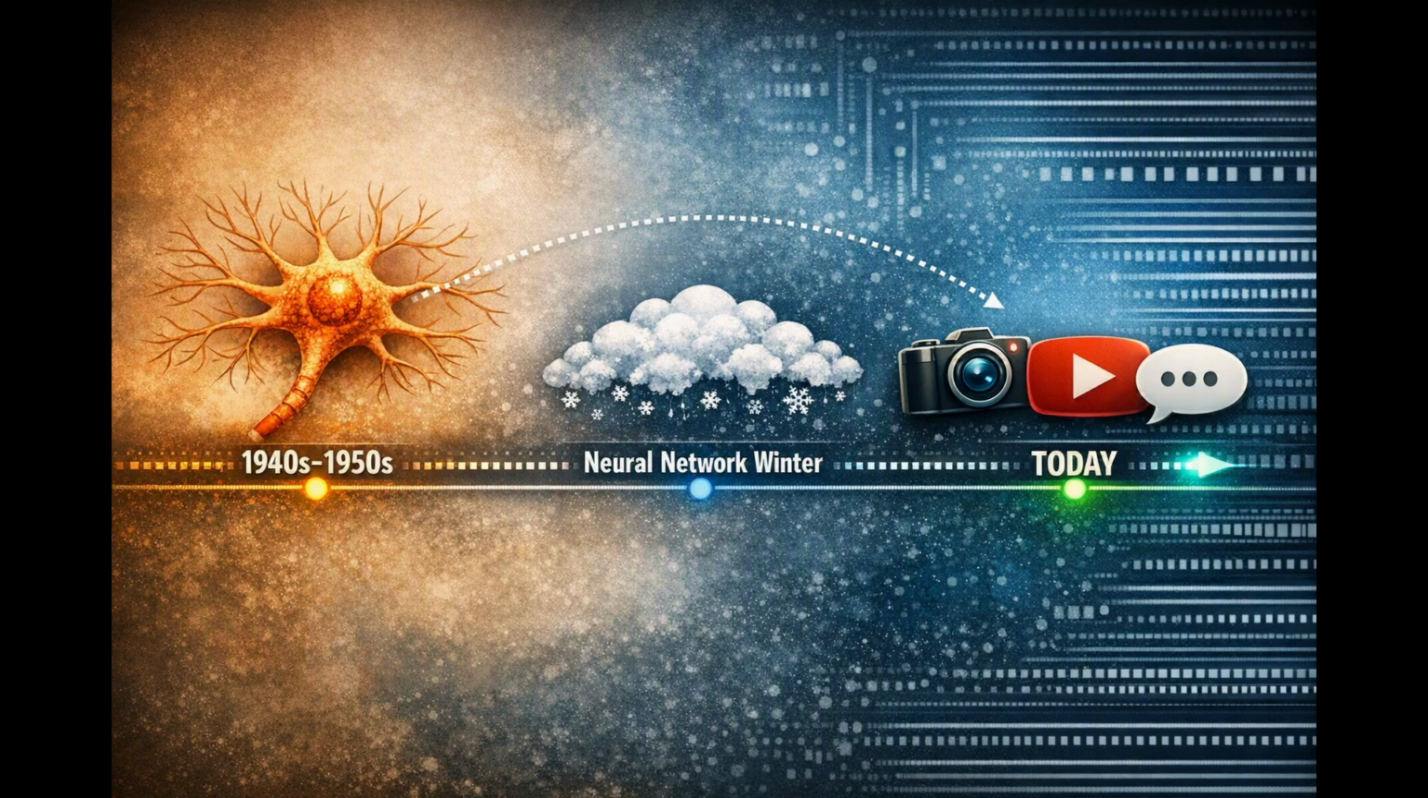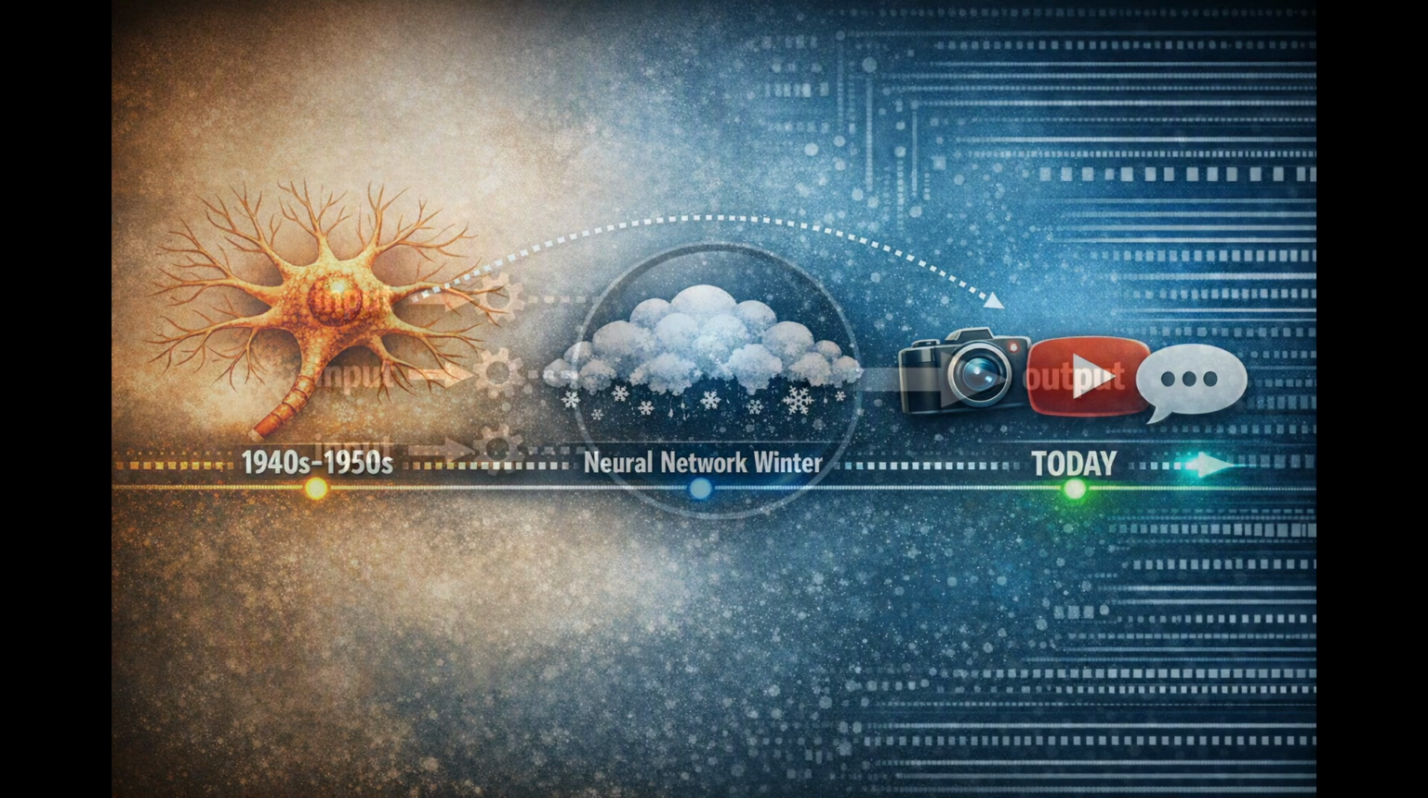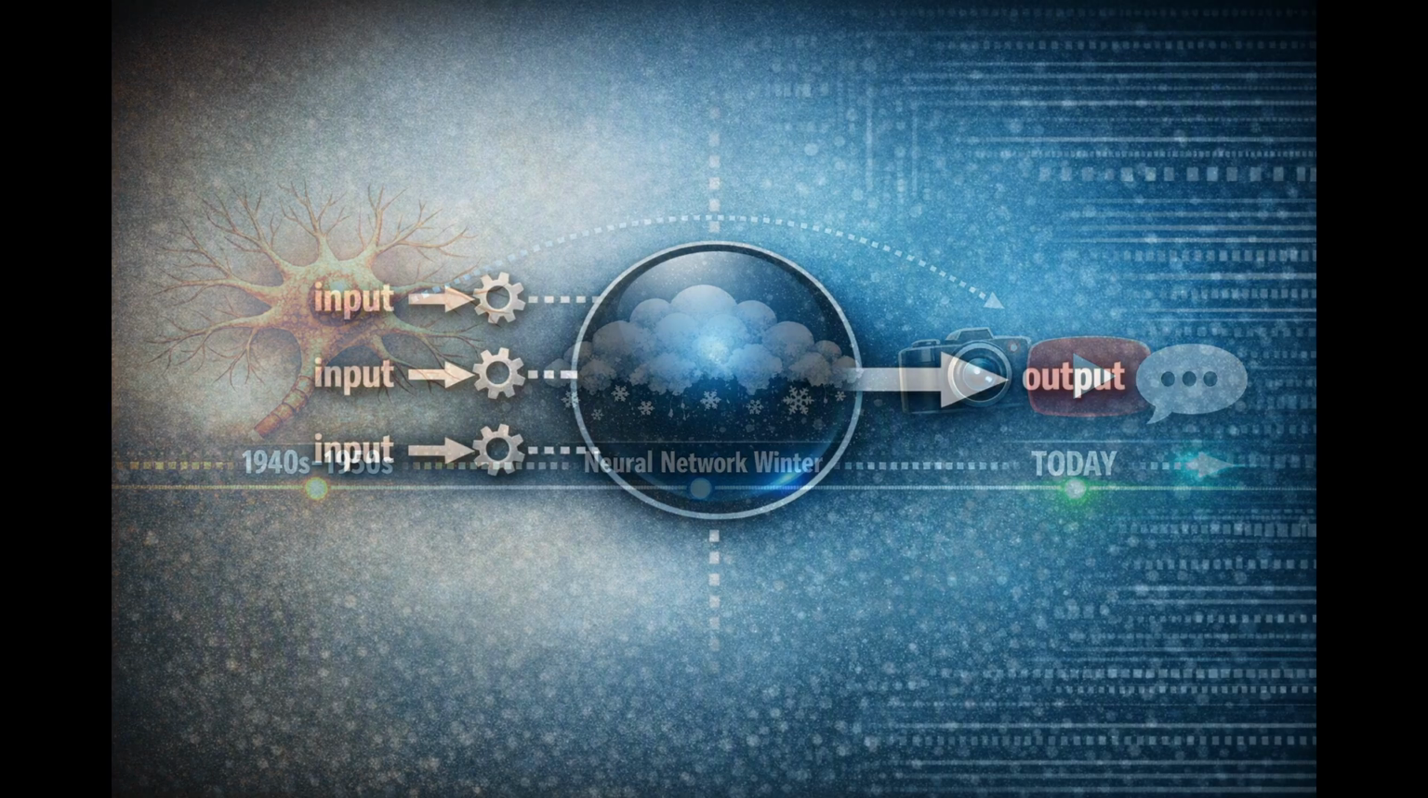In this video, we're going to build up neural networks from the ground floor. We'll start with the smallest building block, a single artificial neuron, and work our way up to two of the most important architectures in all of deep learning, the Multilayer Perceptron and the Convolutional Neural Network. By the end, you'll understand not just what these models are, but why they're built the way they are.